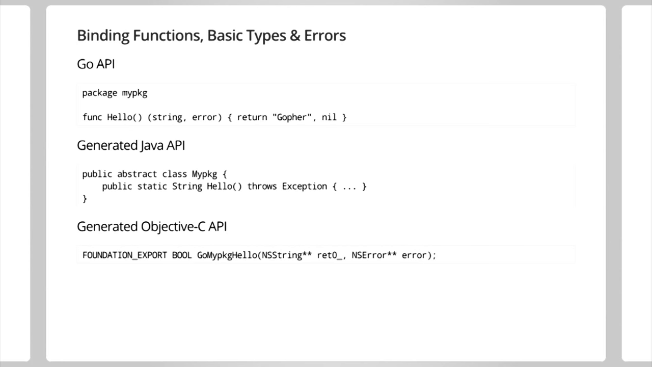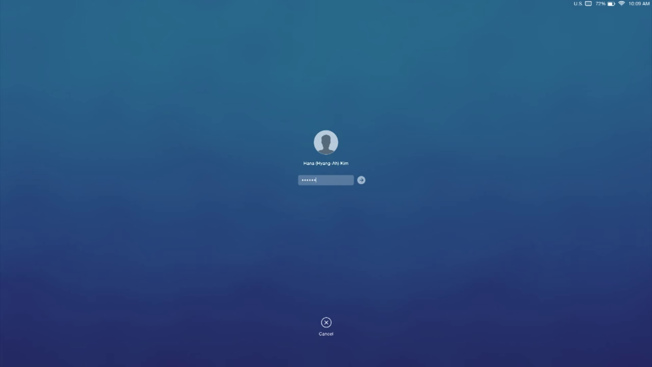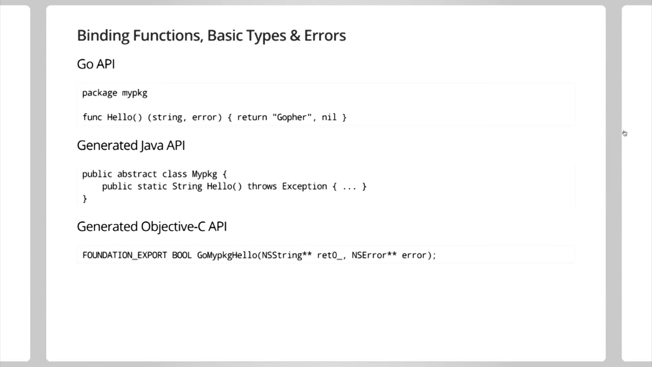And then if the caller wants to know the error detail, then they can pass an NSError object, and then this function will fill in the detail based on the returned error value. It's complicated, but it's how Objective-C works.